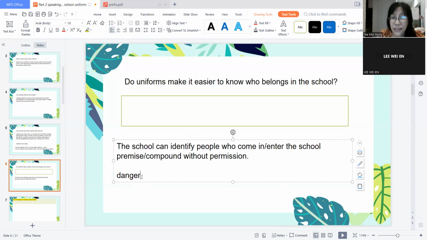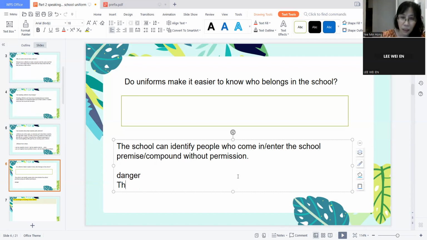Danger. Say again. Danger. Yes, danger. Because sometimes I heard the A sound become something wrong, because sometimes I pick out something like danger. I'm not sure. Okay, now you are sounding correctly. You pronounce it correctly, no problem.